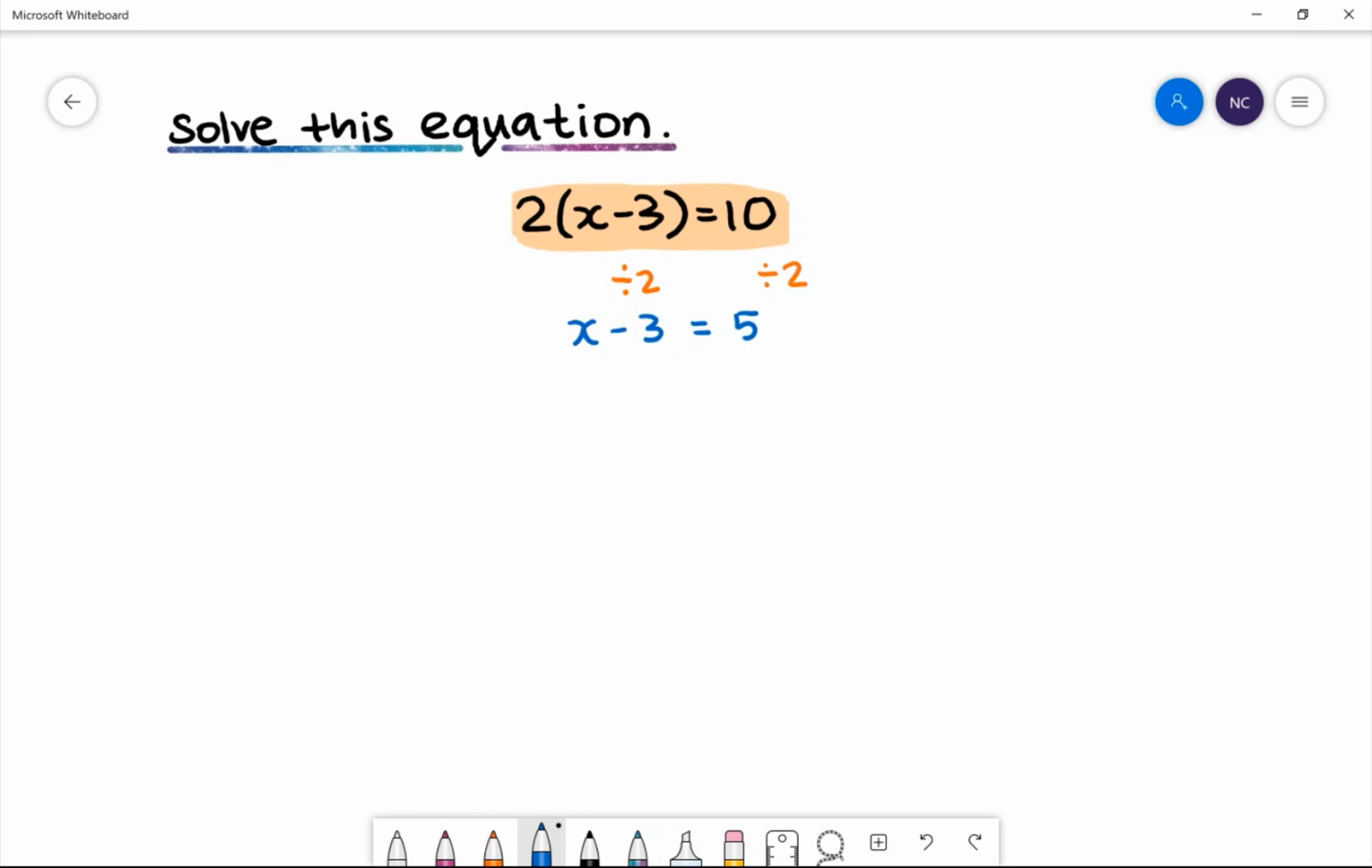We want to get x by itself, so we need to move the negative 3 away. To do that, we'll do the opposite operation, which is plus 3. Do it to the left-hand side and the right-hand side. We'll then be left with x = 5 + 3. Therefore, x = 8.